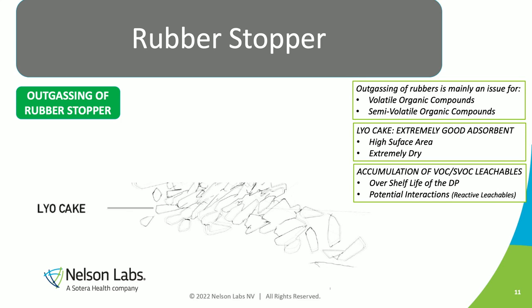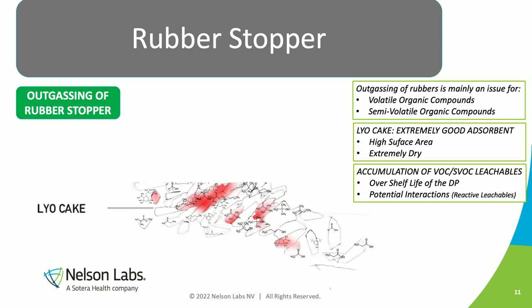So on this slide, we will zoom in on the previous animation, but now a bit more in detail. As I said, the leachable compounds are being released from the rubber stopper. They travel through the inner space of the vial and then collide with the very dry lyo cake, where they get absorbed and stick to it.